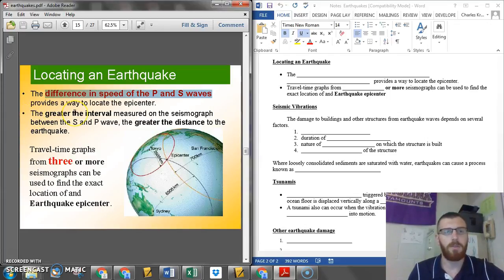Okay, the greater the interval measured on the seismogram between the S and the P wave, the greater the distance to the earthquake. Time travel graphs for 3 or more seismograms can be used to find the exact location of an earthquake epicenter. We call that triangulation, and your GPS on your phone actually uses the same type of technology for that. So not the satellites in space for GPS, but the same triangulation method.